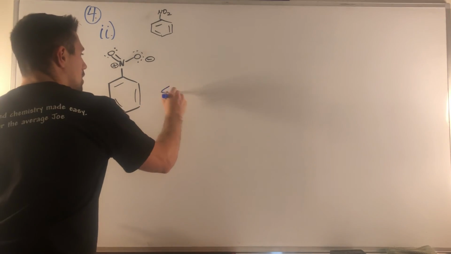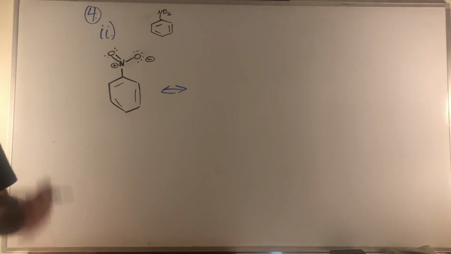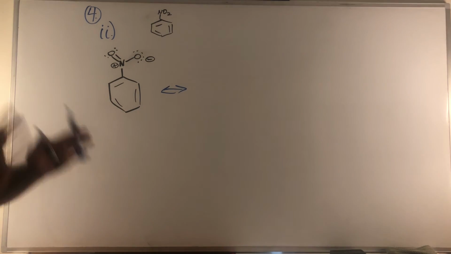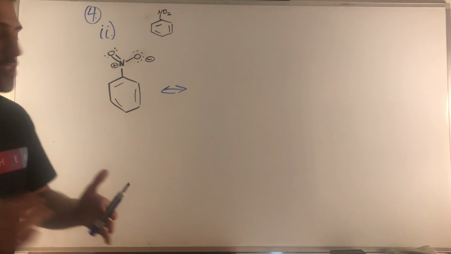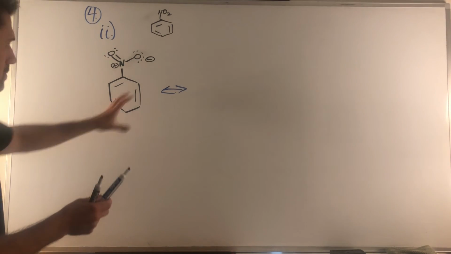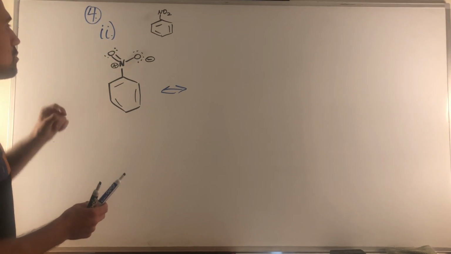So let's draw our double-headed arrow saying, hey, look at us, we're drawing resonance. And this move is a bit weird, but hopefully this may sit well with you if I explain it this way. So if we look at the structure, we have this positive nitrogen up there.